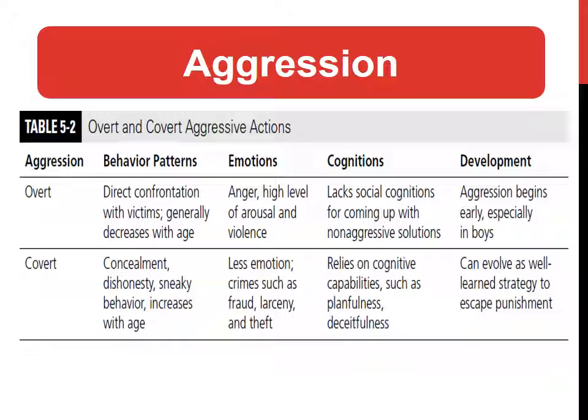These types of acts usually start early in life, particularly with boys. Covert aggression, on the other hand, is usually more sneaky in nature. It involves more concealment or dishonest behavior, and unlike overt aggression, such acts are likely to increase with age as people realize that they are less likely to be caught or sanctioned if their aggressive behaviors are covert in nature.